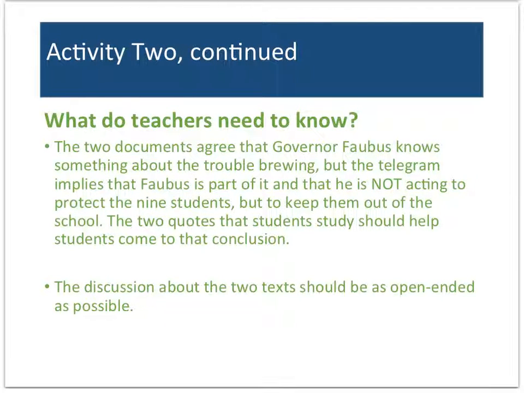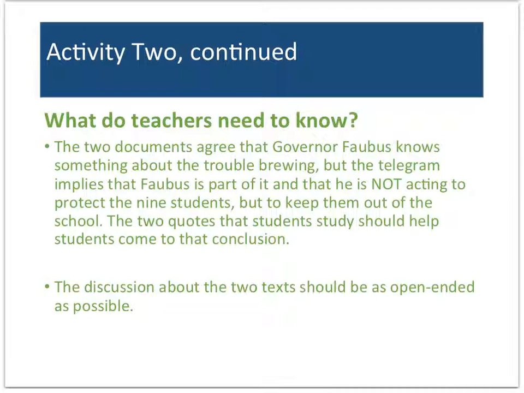Well, as you read these two documents and as your students read them, you're going to find that the two documents do agree on one thing, and that is Governor Faubus was aware that there could be trouble. The proclamation says that he is going to prevent that trouble by not allowing the students into the high school.